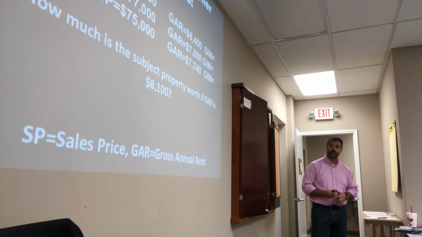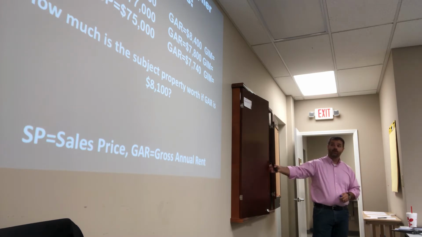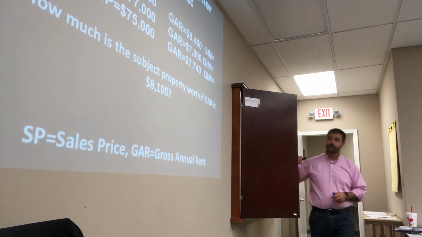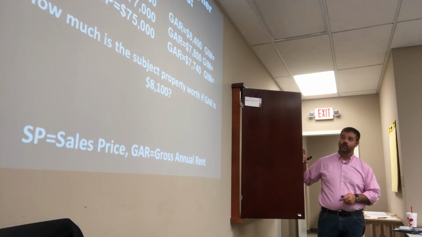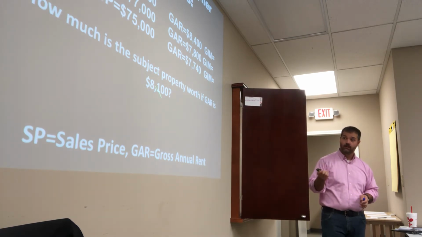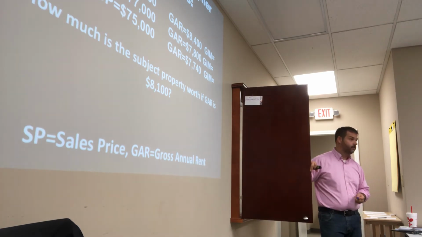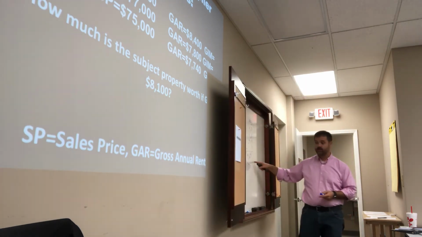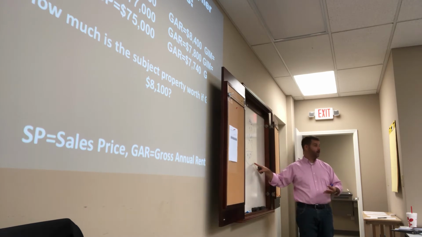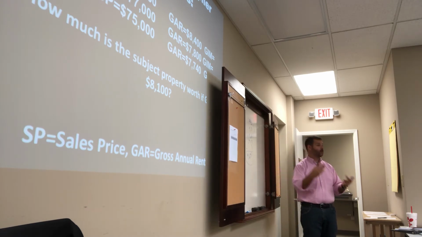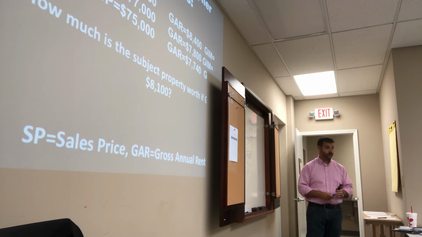So how much is the subject property worth if the gross annual rent is $8,100? In this case, I give you a gross annual rent of $8,100. How can I figure out what I would pay for the property? About 9.69. Yeah, so now I can figure out, based on what I would expect from the market, what I would expect to pay for it.